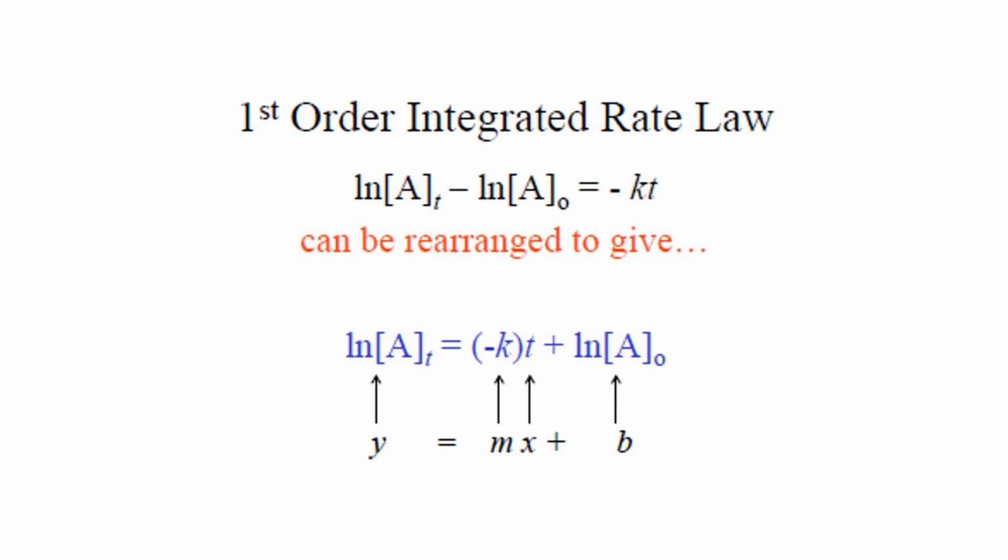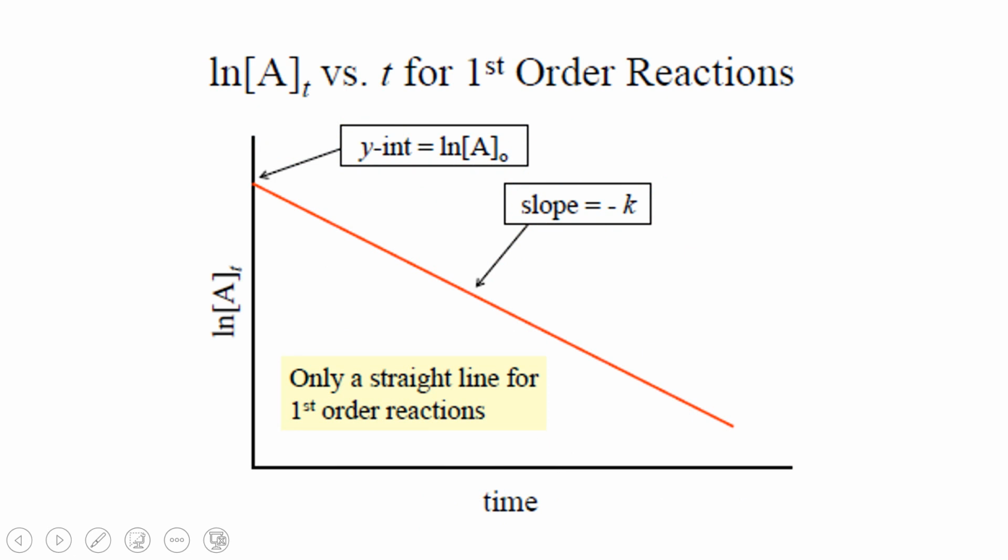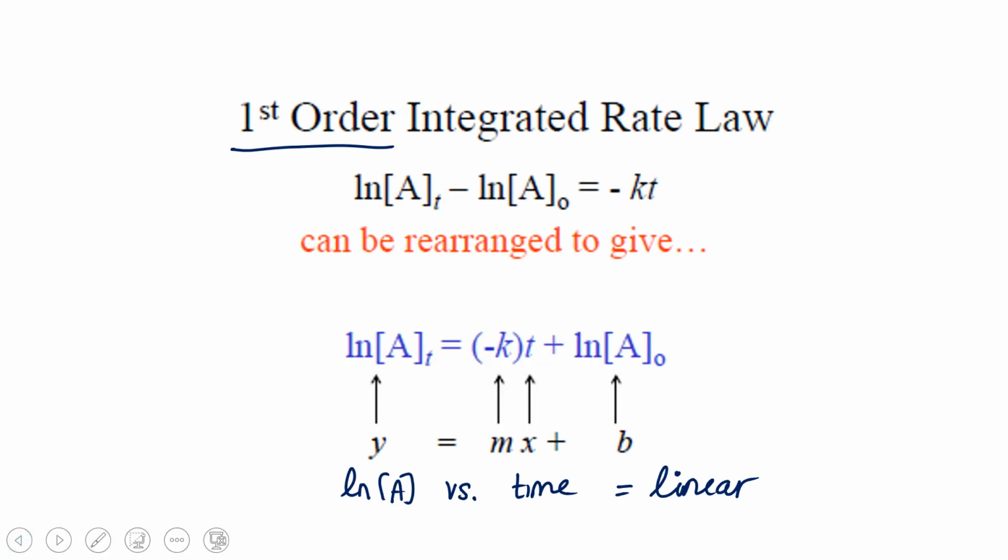And why that's significant is that basically y is the natural log of the concentration and x is time. So if we were to plot the natural log of concentration versus time, we should see a linear graph. So if the reaction is first order, a plot of natural log versus time will be linear. Here's an example of what that might look like. Notice that for this line, the slope is going to be negative k, because going back to this page, you see how m, our slope, is negative k.